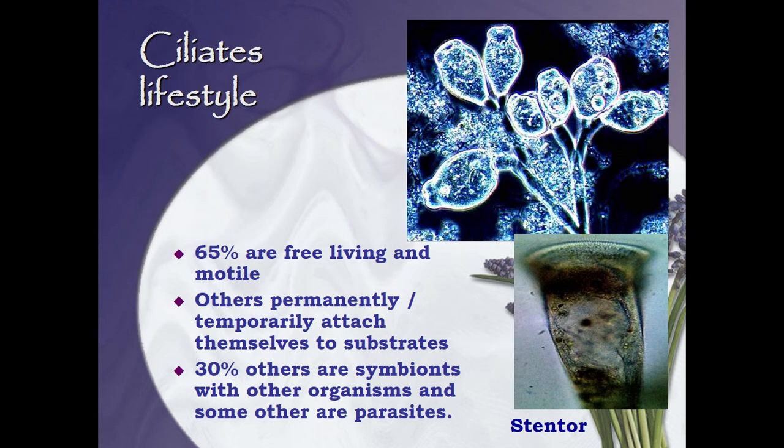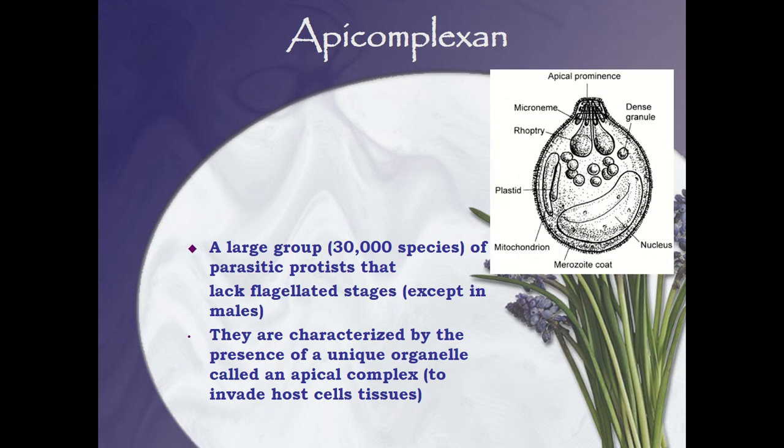Next, we're going to look at the ciliate lifestyle. Most of the ciliates are free-living and motile, and others are permanently attached to the substrate. Meanwhile, 30% of them are symbionts with other organisms, and some others are parasites. The next group of alveolates is the apicomplexans. Remember, most of the apicomplexans are parasites and they are characterized by the presence of a unique organelle called the apical complex. This is the structure of the apical complex.